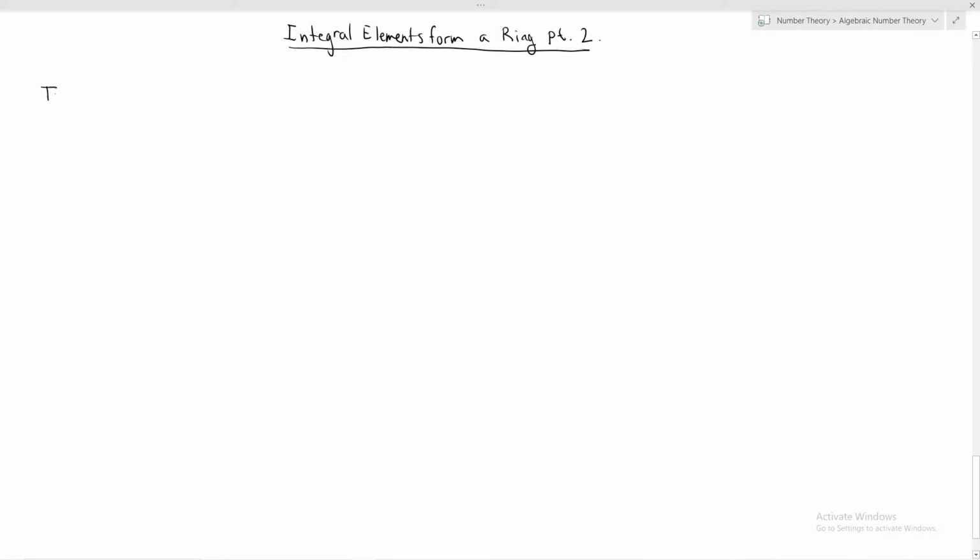So the idea is to generalize the following proof. So I guess first we need to know what we're proving, right?